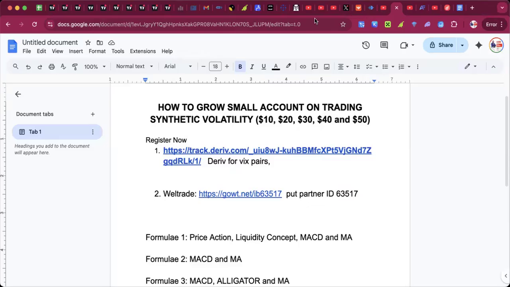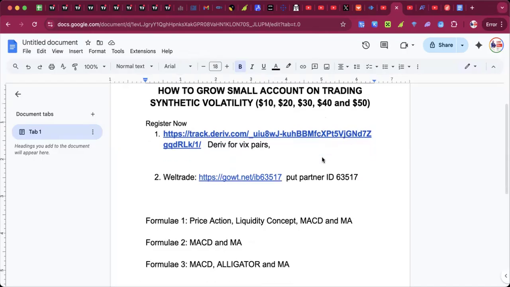I know many of us have been struggling to grow our accounts, already looking for money to build our portfolio in our businesses. Now, how to grow small accounts on trading synthetic volatility. Maybe $10 is what you have, maybe $20, $30, $40, $50. I'm just going to put you through, so everyone pay rapt attention.